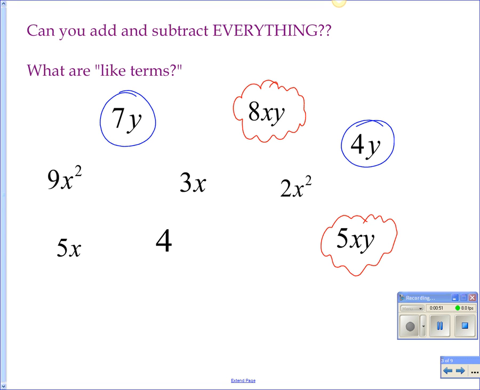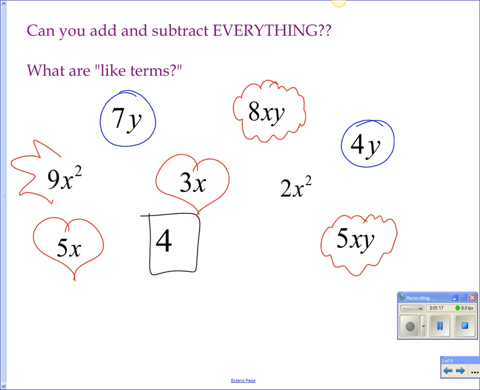Okay? What is like terms with the 4? Nothing. Does the 4 have a variable beside it? No. So the only way for it to have a like term is if you have something else without a variable, which you don't. Okay? All right. What about 5x? Who's it in love with? 3x, because they both have an x. Okay? And then 9x squared goes with 2x squared.